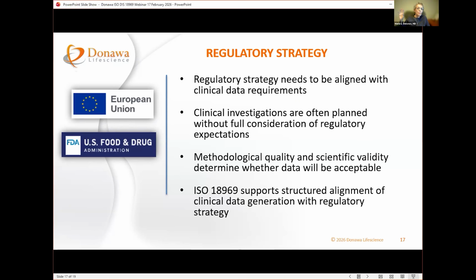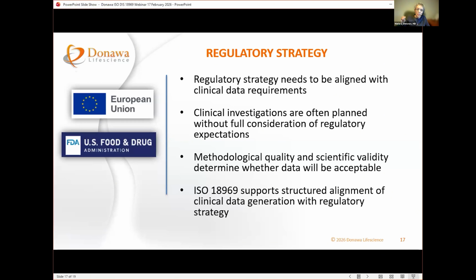A tiny little statement, very simple statement, but it very often is not done. We know instinctively we have to conduct a clinical study. What are the regulatory implications? That's not always examined properly. And again, the standard is to help us to be much more formal in all of that activity.